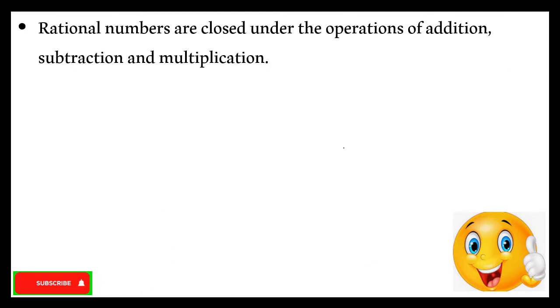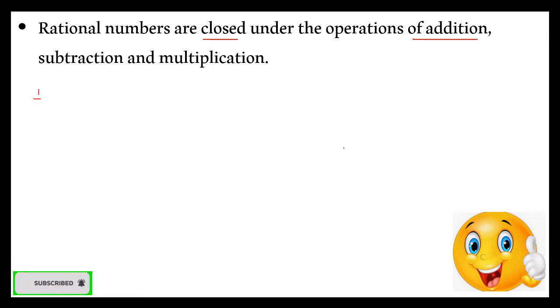Now next, the very first property we have: rational numbers are closed under the operations of addition, subtraction and multiplication. What is the meaning of closed under addition, subtraction and multiplication? Addition means when you add two rational numbers, the result is a rational number.